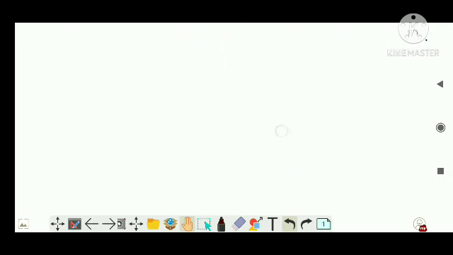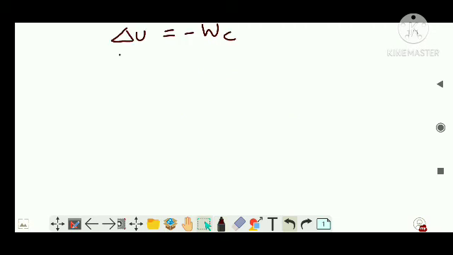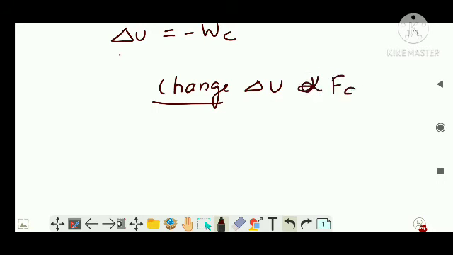Clear? Right. So we just wrote that change in potential energy is equal to minus the work done by the conservative force. Suppose this change is very small, then you can replace delta with d: dU is equal to minus dW_C. You can do it also, nothing wrong with it. If someone asks you what is the relationship between change in potential energy and the conservative force, how would you write it? Very easy, you can go for this one.